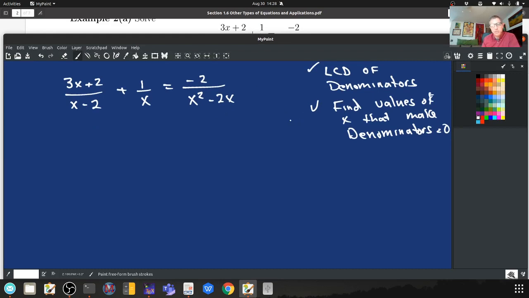Well, you can do these in any order, but what I want to do is simplify my original one step before I do either of these two things. It will help in both. X minus 2 is prime. X is prime. Is x squared minus 2x prime? No. I note that x squared minus 2x, the greatest common factor is x, so that's equal to x times x minus 2.